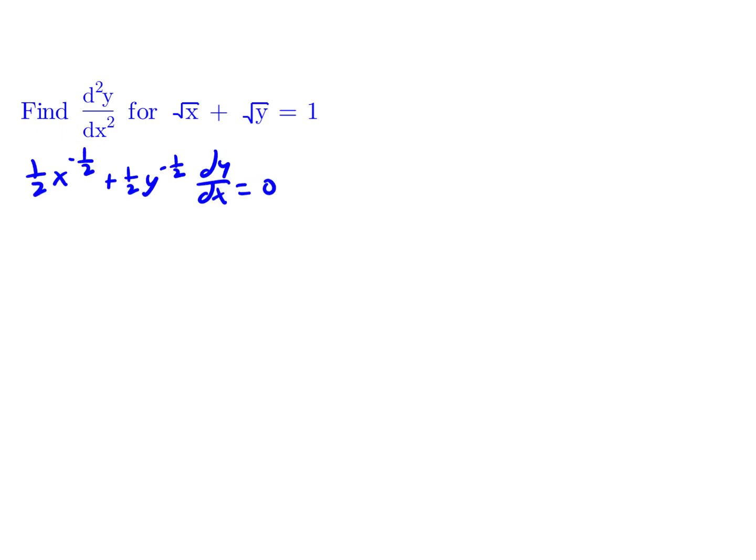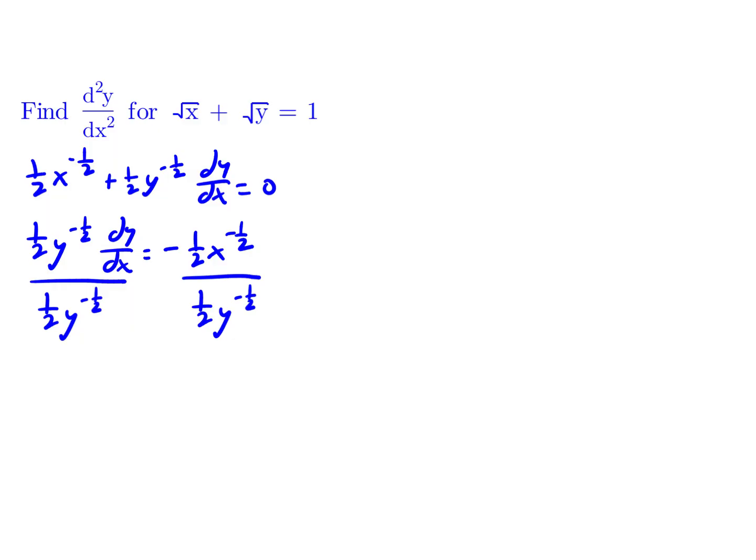So here's where we should have started. Okay, 1/2 x to the -1/2 plus 1/2 y to the -1/2 dy dx. The derivative of 1 is 0. Okay, I gotta move some things around and divide to get dy dx. Now, there's a reason that I left it like this. Okay, you don't have to leave it like this. You could switch these and put this to the bottom, move this to the top. I didn't do that. And let me explain why.